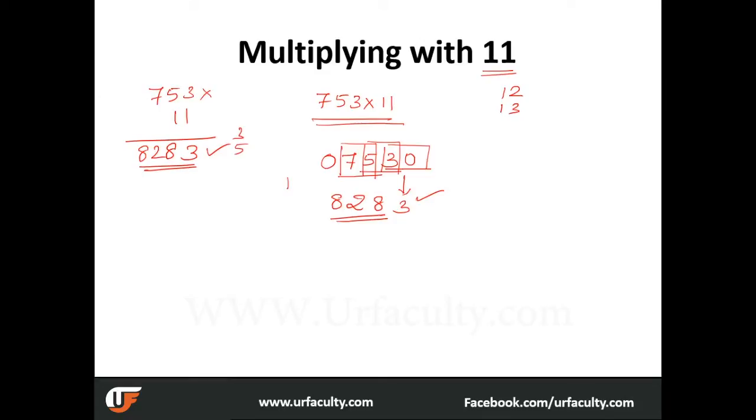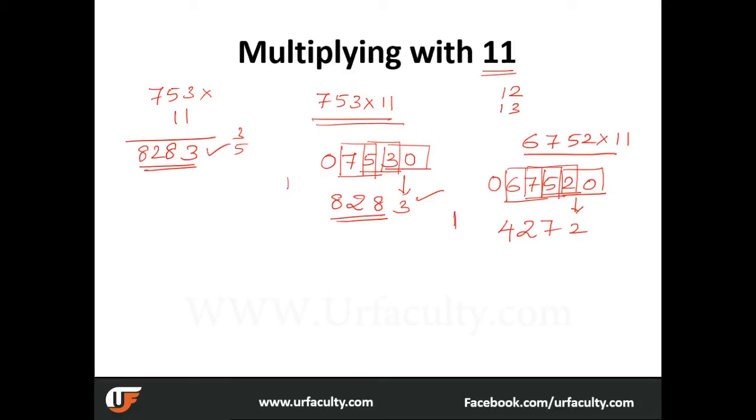Can we try another number now? Okay. 6752 into 11. This is a question for you. And what is the first step? I'm just going to put zeros on both sides. And what is the next step? I'm going to add the neighboring numbers. 2, 7, 7 plus 5, 12. I get a balance of 1. 6 plus 7, 13 plus 1, 14. I have another, I carry again 1. 0 plus 6, 6, 6 plus 1, 7.